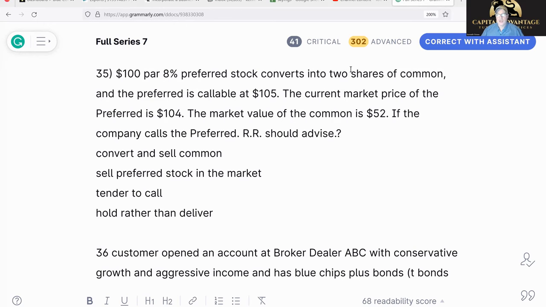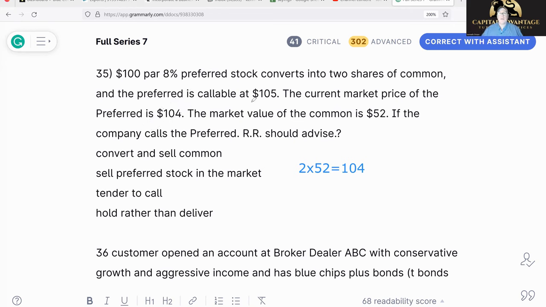So now you're going to get 2 shares of common. So they did the first step for you. You should be like, that's awesome. So I'm going to do 2 times 52, and that would equal 104 in my book. So now all I do is compare. I go, okay, do I convert it for 104 or do I sell it for 104? It's literally the same thing.